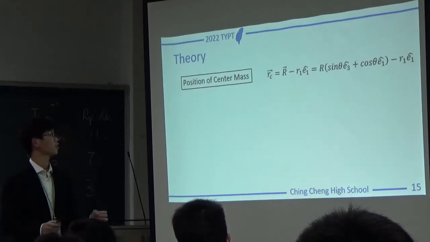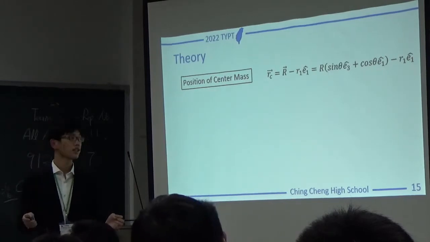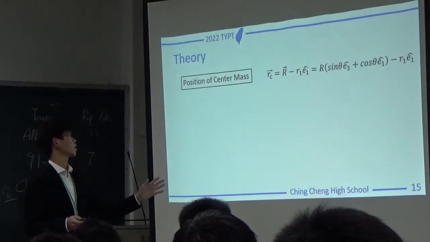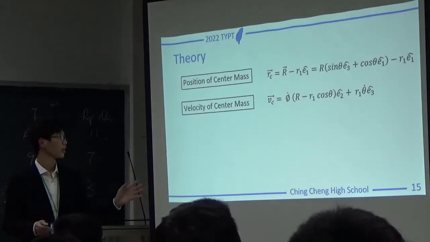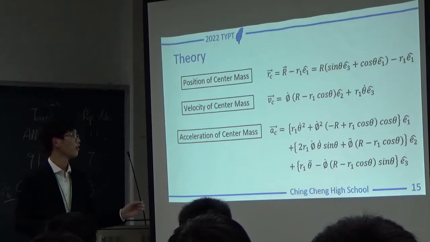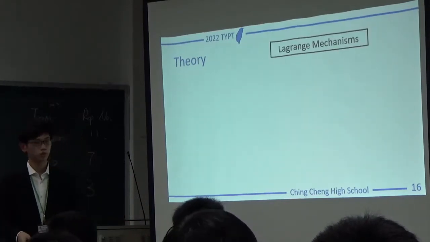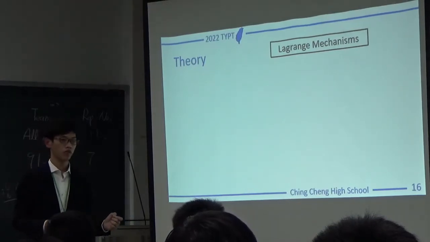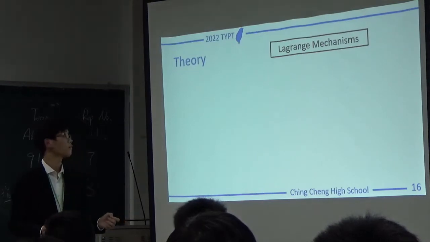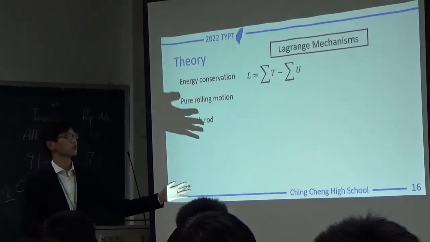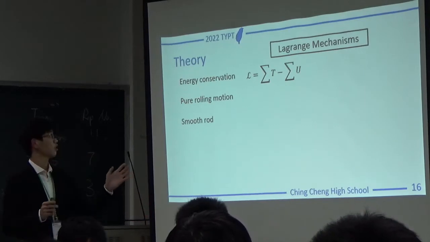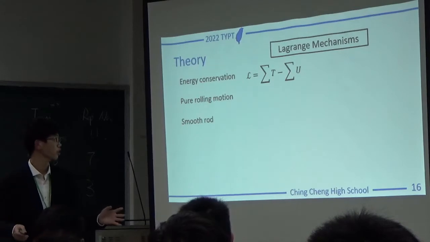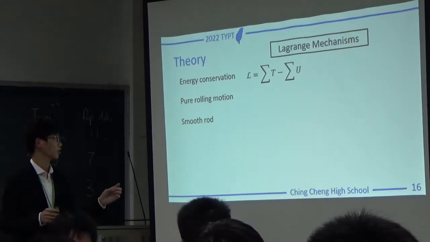After that, we can also find the position of the center of mass. After differentiating the equation, we can get the velocity of the center of mass and also the acceleration of the center. Here we will use Lagrangian mechanics to obtain the EOMs, which are the equations of motion of this phenomenon. To use Lagrangian mechanics, we assume that there is energy conservation during this motion, that it is only a periodic motion, and that the rod we're using is a smooth rod.